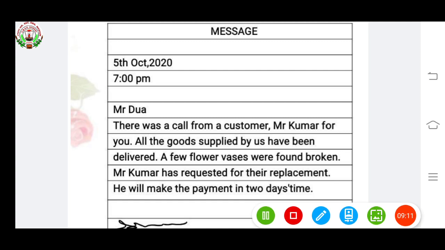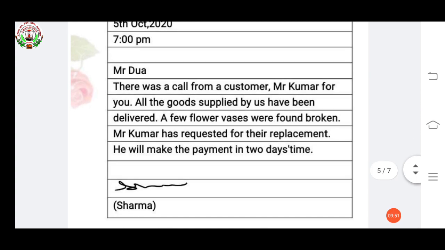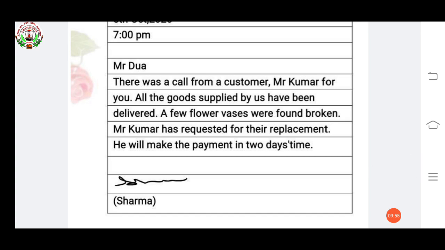Mr. Dua. Who is writing this message? This message is written by Mr. Sharma. He has written, Mr. Dua, there was a call from a customer, Mr. Kumar, for you. All the goods supplied by us have been delivered. A few flower vases were found broken. Mr. Kumar has requested for their replacement. He will make the payment in 2 days' time. Whatever Mr. Kumar said, he just wrote in this form, and after that he writes the signature and name, Sharma, in brackets. So this is the format.